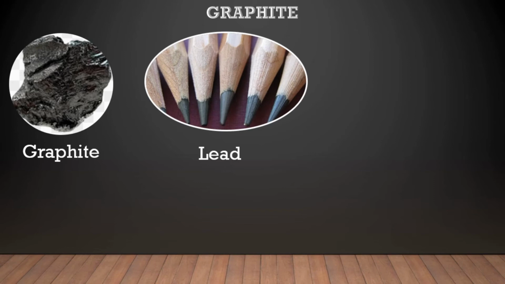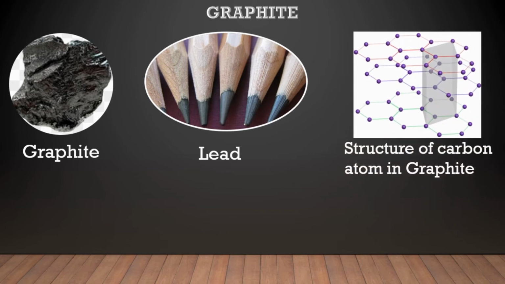Every carbon atom in graphite is bonded to three other carbon atoms in such a way that hexagonal layered structure is formed. A graphite crystal is made up of many sheets or layers of carbon atoms. These layers slip over each other on applying pressure. One layer of graphite is called as graphene.